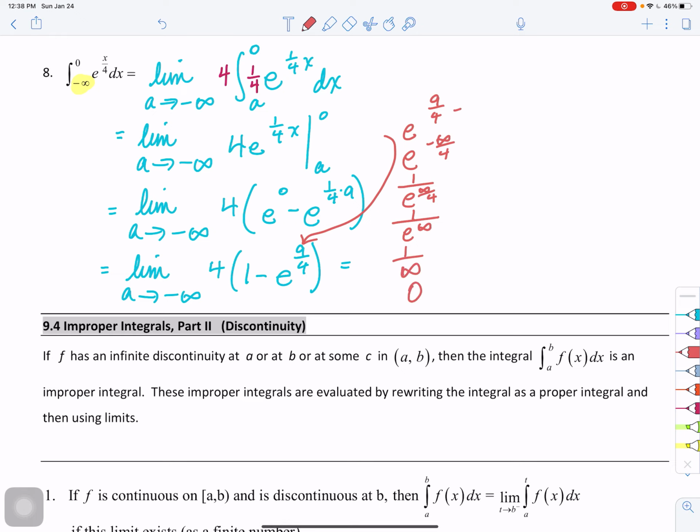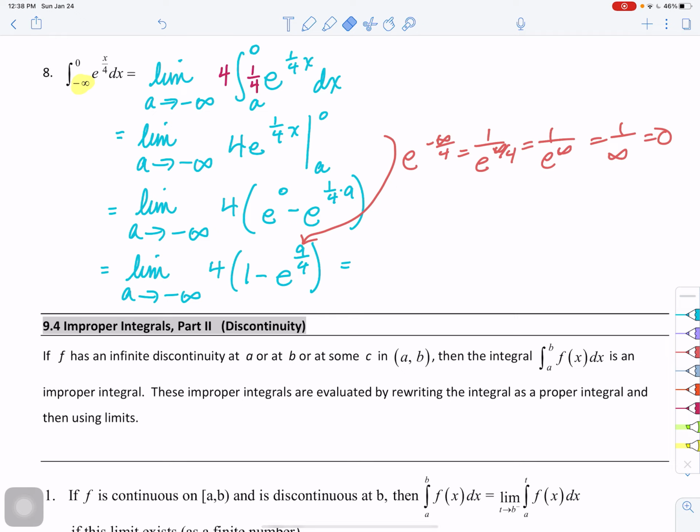Kind of crazy. I can go ahead and just switch this here and just leave that, which is 1 over e to the infinity over 4, which is 1 over e to the infinity, 1 over infinity, and that's 0. So that's better than to have it right there with my work. Okay? So we actually come up with 4 times 1 minus 0, and that's equal to 4. Therefore, the integral is convergent. Okay, let's go on to part 2.